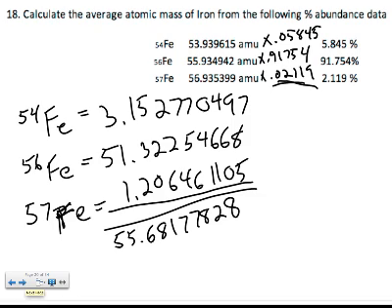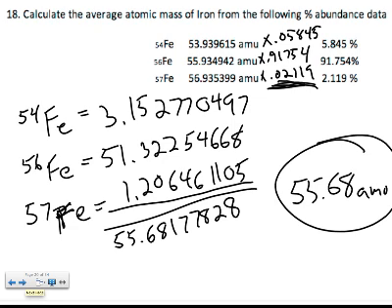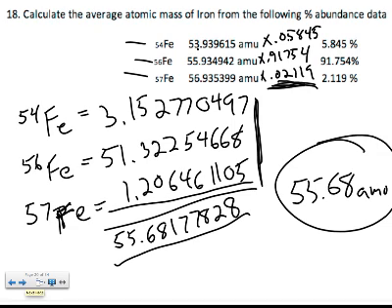We have four significant figures here for multiplying. So we're going to round to 4 significant figures, which would be 55.68 AMU. So remember, when you're doing this, you take each isotope's contribution, you multiply the mass times the percentage, and then you add them all together, and then round according to the number of significant figures.